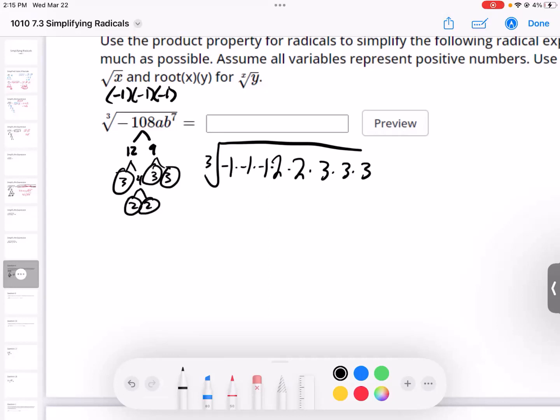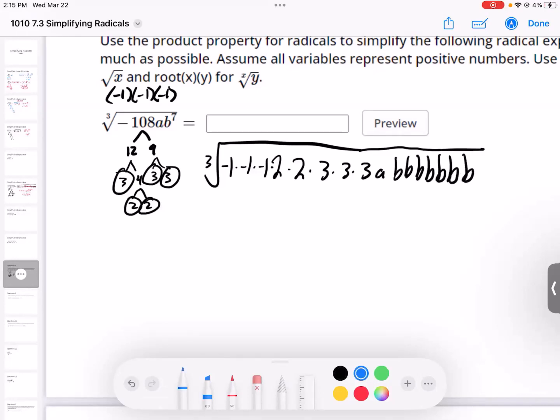Everybody good with that? And like if it was a fifth root, it might be more useful to think about it as a -1 times itself 5 times. The main thing is just that you make sure that however many -1s you list, it really does multiply to whatever negative you're looking for. So we say, okay, that's the number part. Then I also have a single a and 7 b's. So that will look like that.